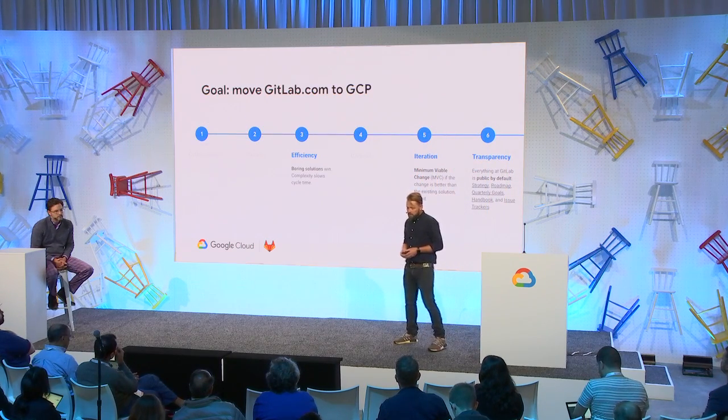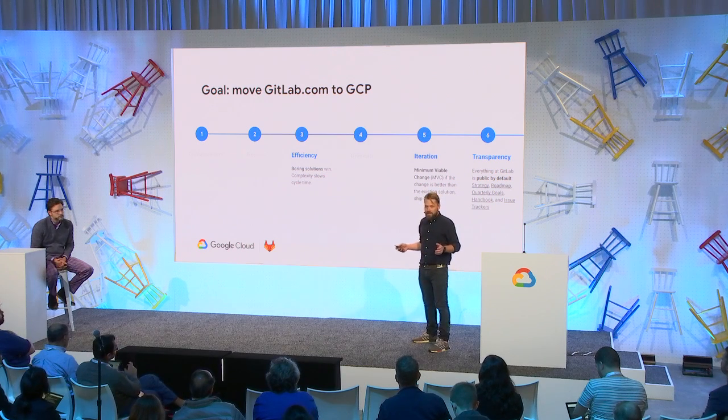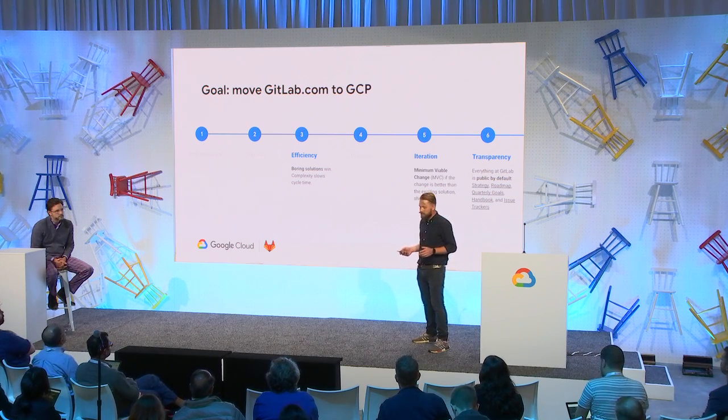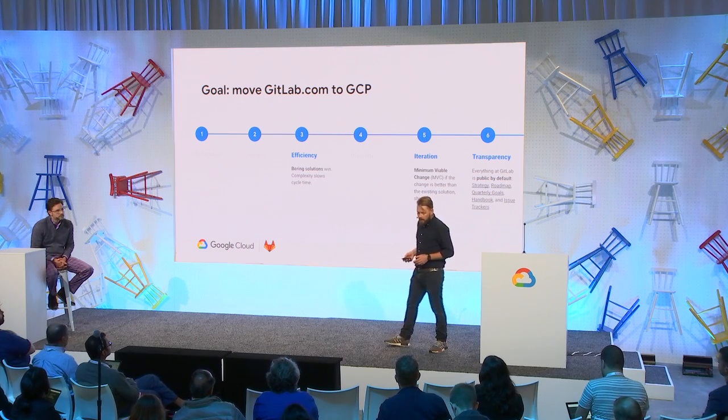Cool. So the goal of the project was really, really simple. It's basically to move GitLab.com to GCP. So we could state it really simply. The problem was, how could we go about doing this?